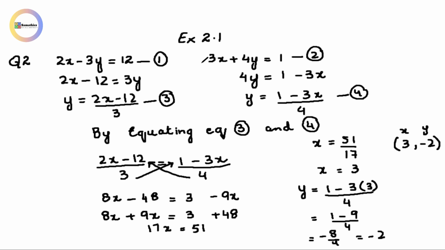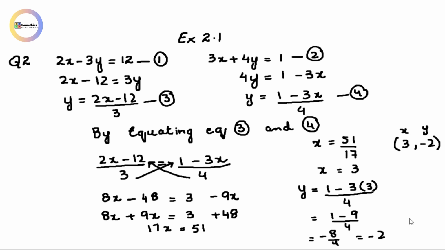Why I'm writing these in circle? So that it is clear that these are equation numbers. You can write in another way as well. You can write equation A, B, C, D, or you can write in Roman numerals so that they are clear. I have written in circle so that it is clear that these numbers are not a part of question. They are equation numbers. Yes. Okay. So, right. So let's see what is the next question.